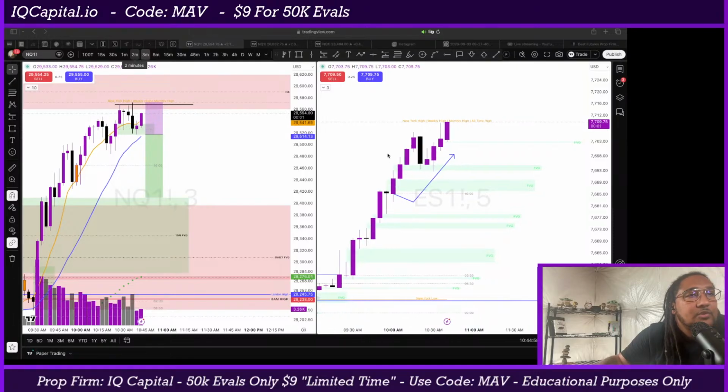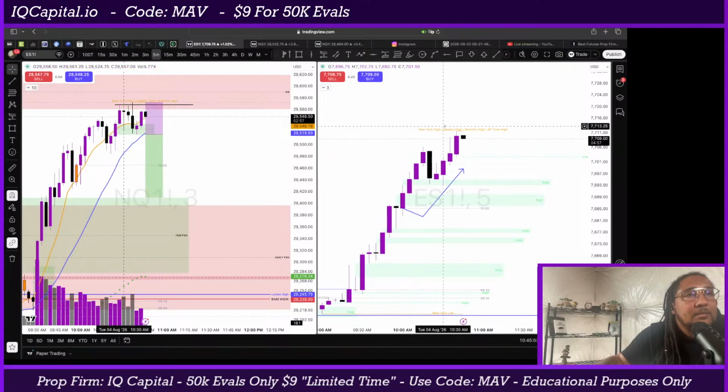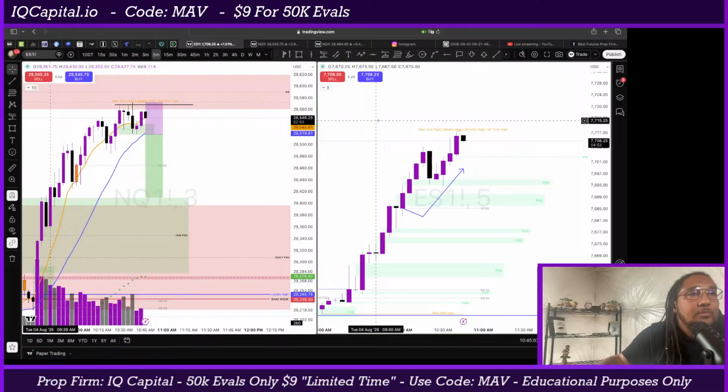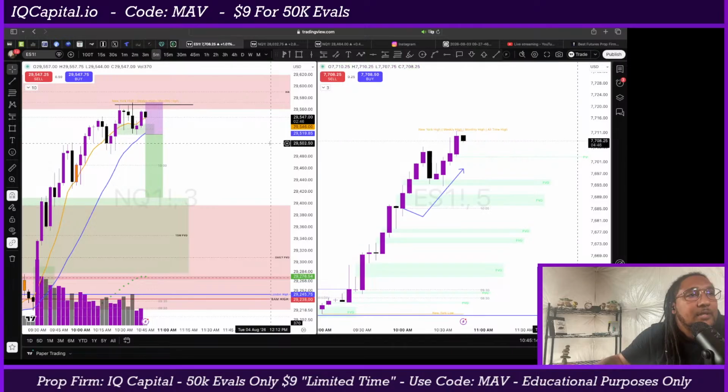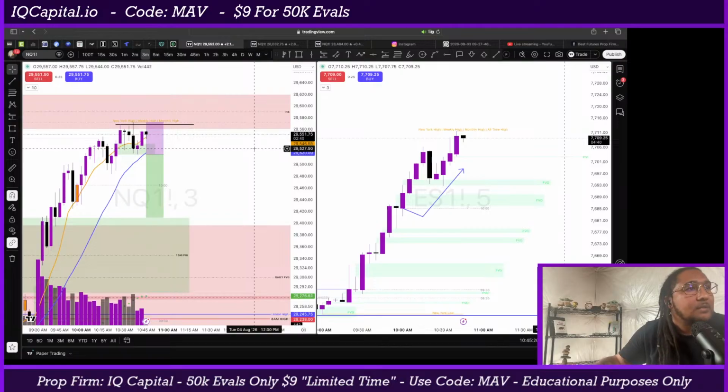ES, we did do a nice trade on ES to the upside, hitting those all-time highs. Longs from this point wouldn't make sense. There's really no draw on liquidity left after hitting those all-time highs. So we're hoping that these two would finally get in alignment and we'll get a pullback here on both of these assets to get into a short here on NQ.